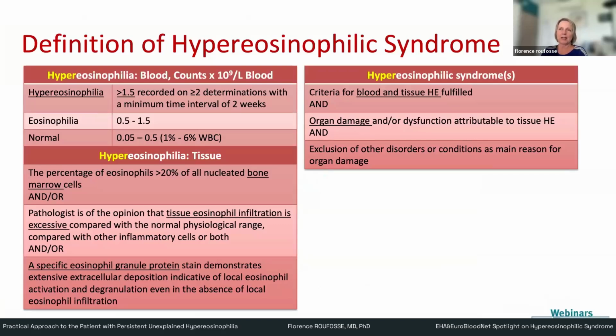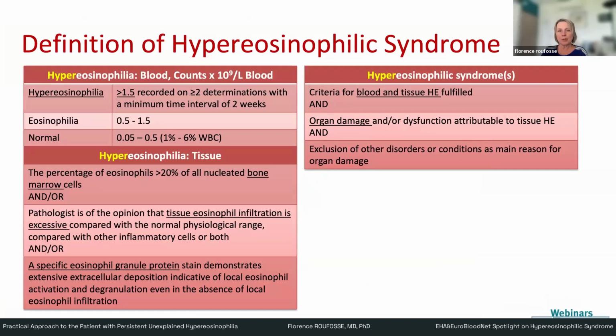You've also seen this slide already. What is a hypereosinophilic syndrome? By definition, you have to have both blood and tissue hypereosinophilia. In the blood, more than 1,000 eosinophils per microliter, and in tissue, the pathologist has to be of the opinion that there are too many eosinophils.